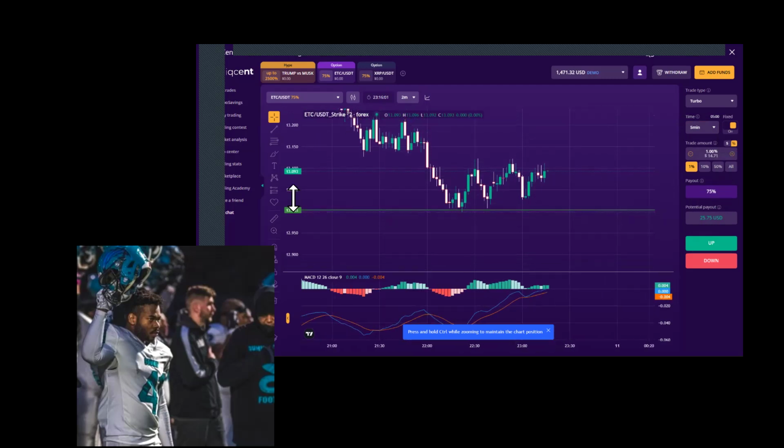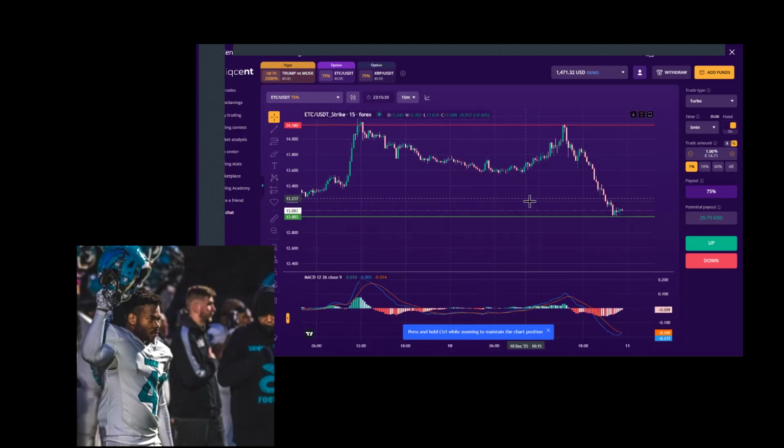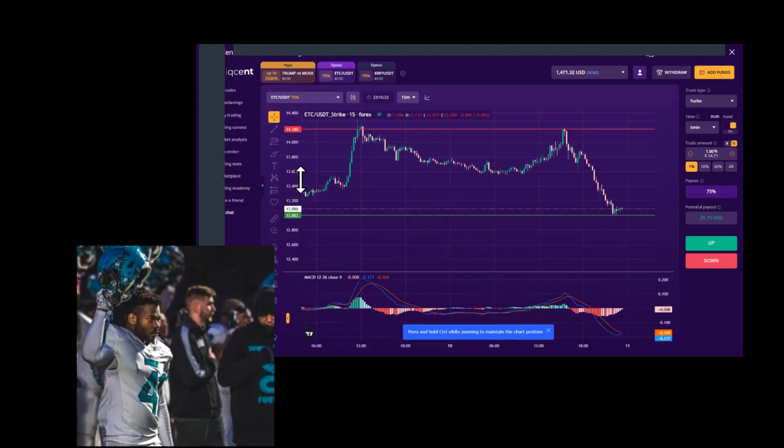I drew my support and my resistance. Even though I missed it down here, I can still make do up here. I keep on switching to this 15-minute time frame because they say that, and the truth of the matter is that you can see the movement of the market way better in the 15 minutes. You can actually see it move.